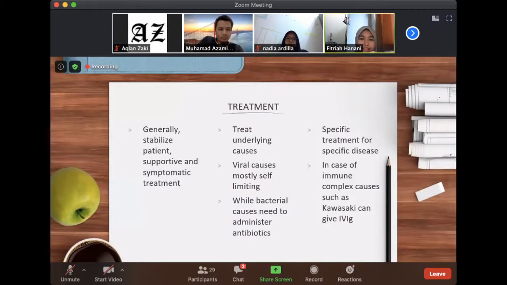For the general treatment of rashes, first we need to stabilize the patient and give supportive and symptomatic treatment. This is the most important part that we need to do generally. After that, we treat the underlying cause. If it is viral, it is mostly self-limiting, so we can just do supportive and symptomatic treatment. For bacterial causes, we need to eradicate the infection by giving antibiotics. Specific treatment is different for each specific disease. In cases of immune complex causes such as Kawasaki, we might give IVIG. Okay, that's all for my presentation.